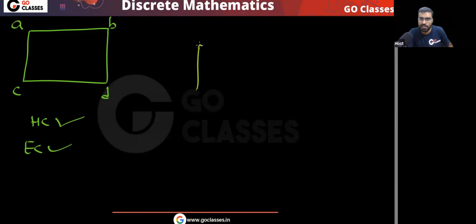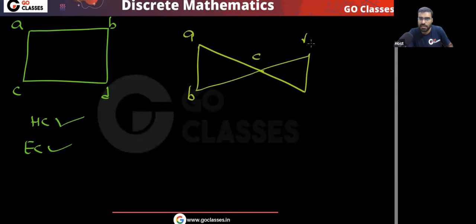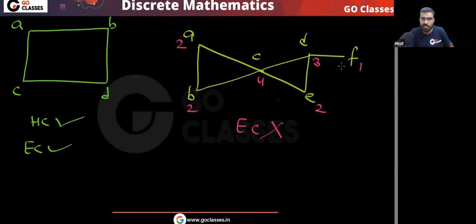For example, consider this graph A, B, C, D, E, and F. You can notice this vertex has odd degree, this vertex has odd degree, and the others have even degree. There is no Euler circuit because you have odd degree vertices. You can notice there is no Hamiltonian cycle also.